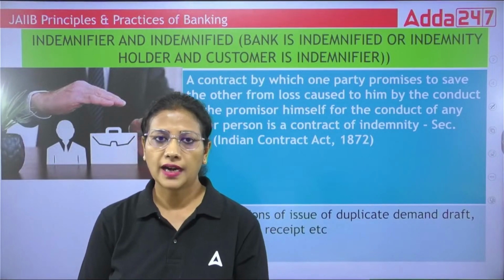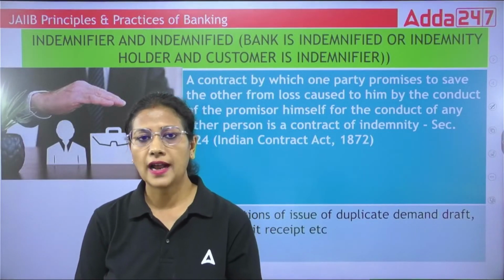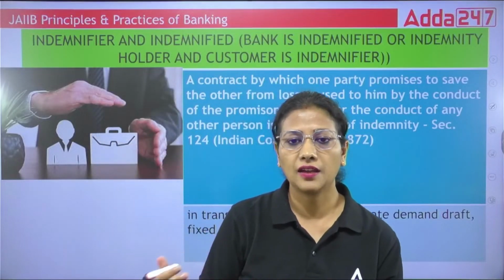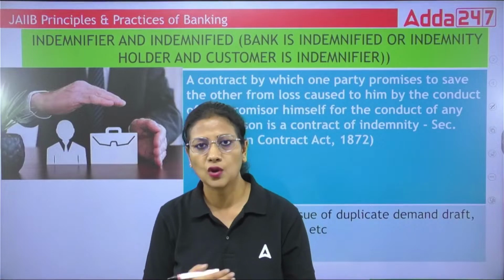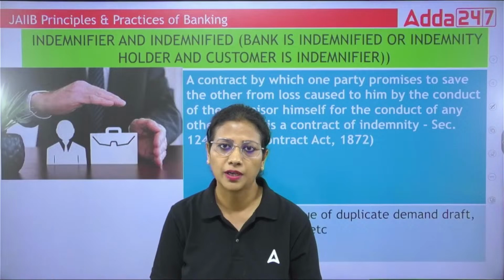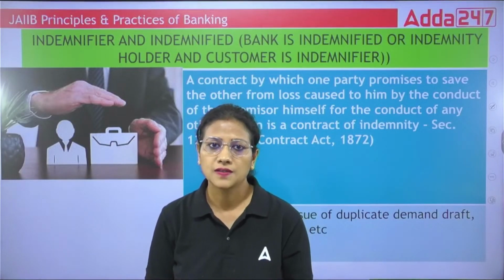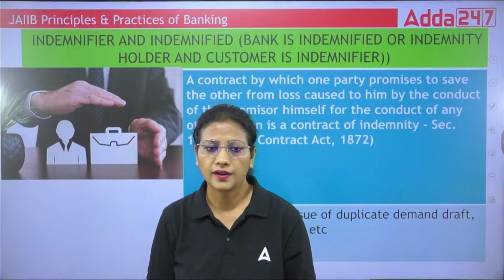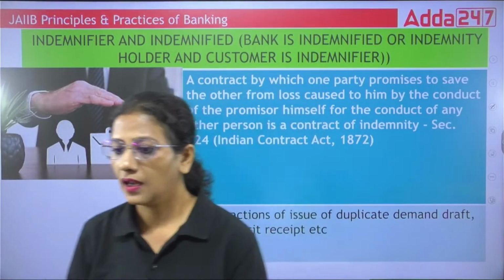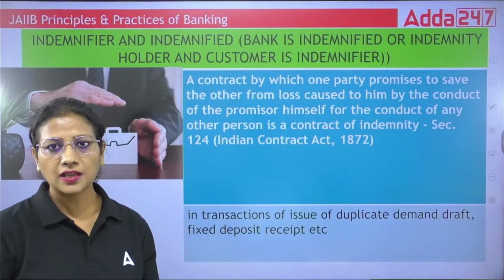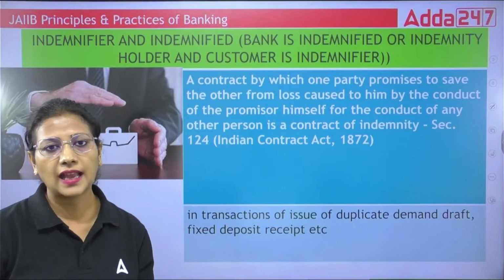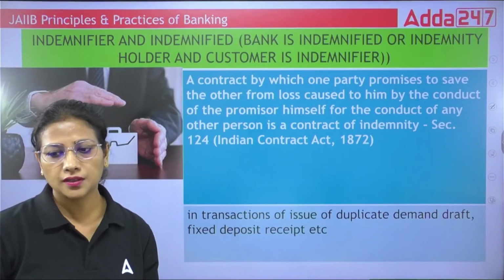What the indemnity contract will do is save the bank. Suppose you have already issued the duplicate draft and the original draft comes for payment, then what will you do? So the indemnity contract saves the bank from any kind of loss that can happen to the bank. The customer will indemnify the bank, that any kind of loss that can happen to the bank, he will bear the loss.